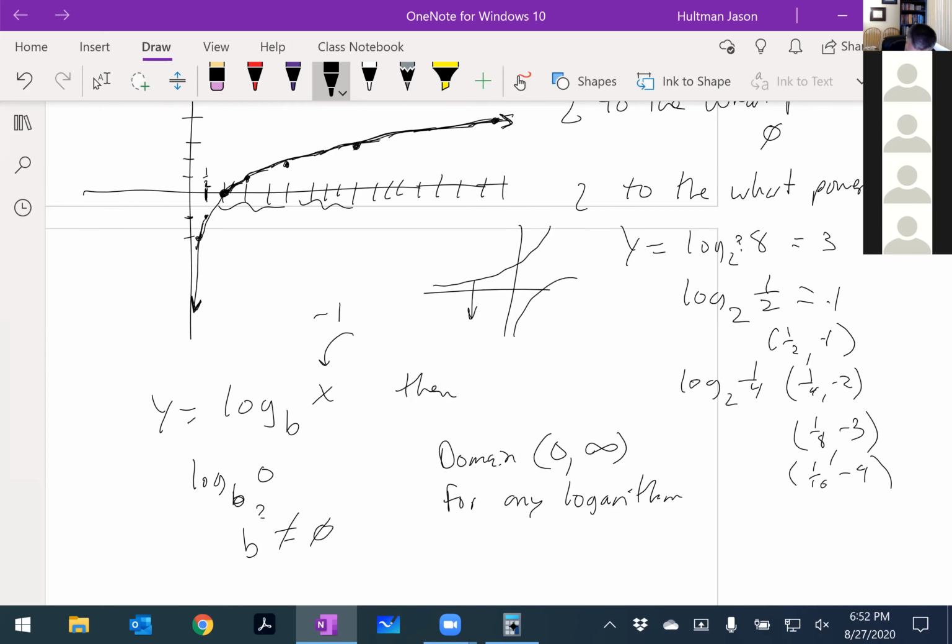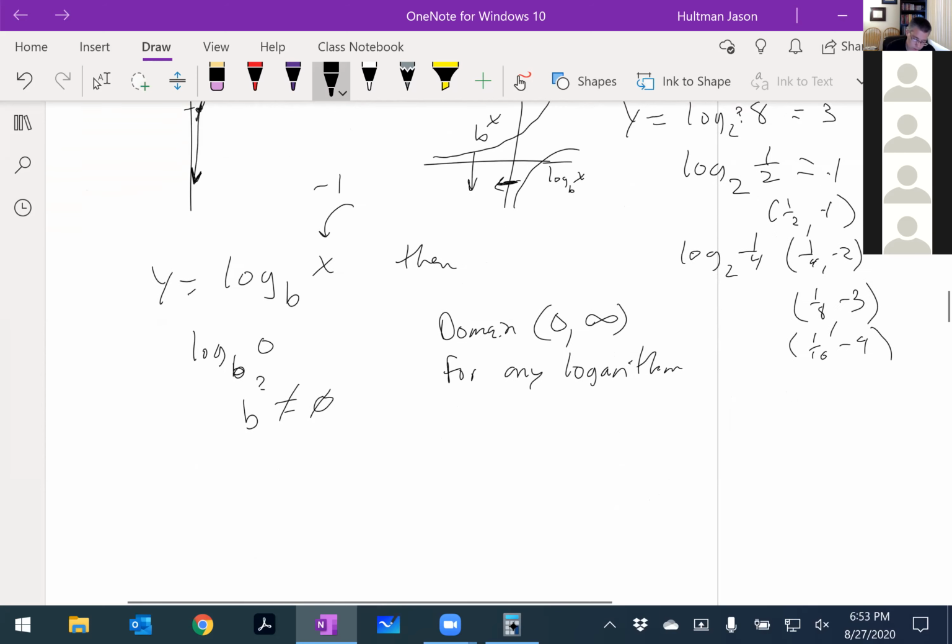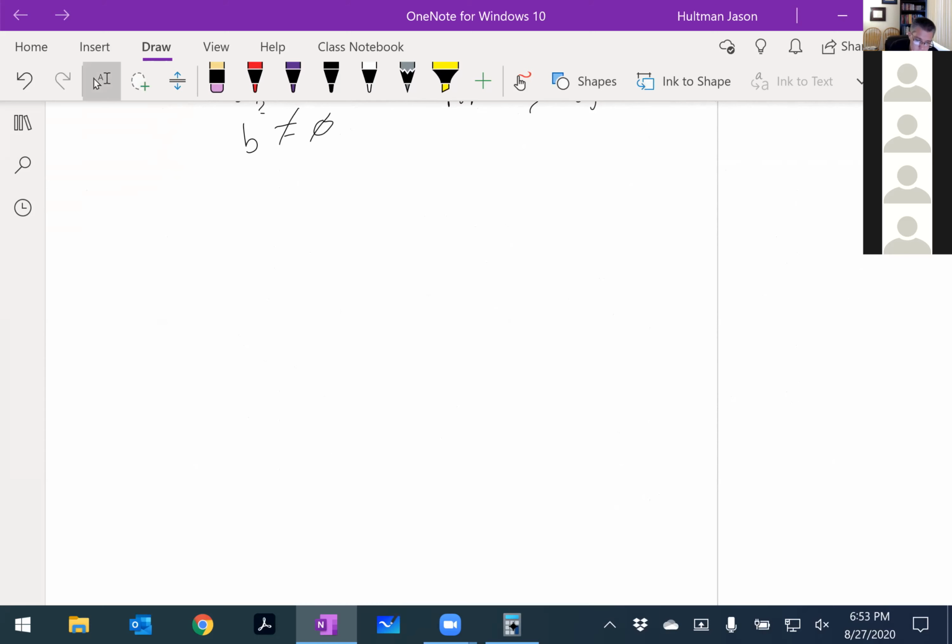So again, if we look at our two graphs, this is my exponential, and this is my logarithm. We'll do a b to the x here. If the y values approach 0, then the x values approach 0, when I swap domain and range. Okay, anyway, enough of that. Let's get into the nuts and bolts of this.